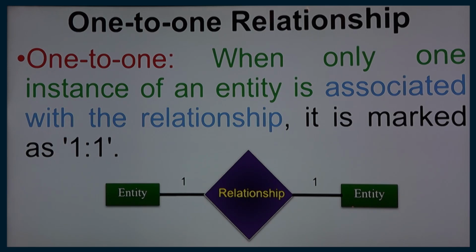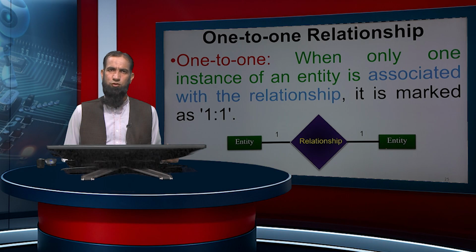This type of relationship means that one instance of an entity can be associated with multiple instances of another entity. For example, in a university system, one instructor can teach many students, can teach many courses. So courses and students are many and the teacher is one. So this association is called one-to-many.